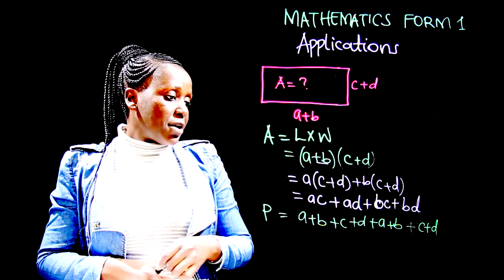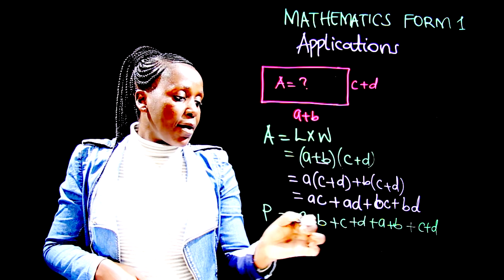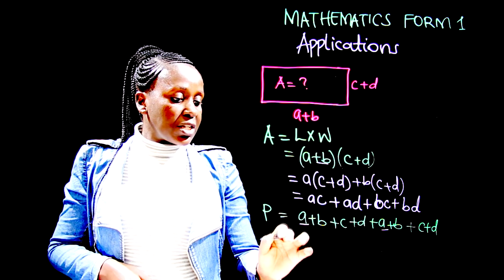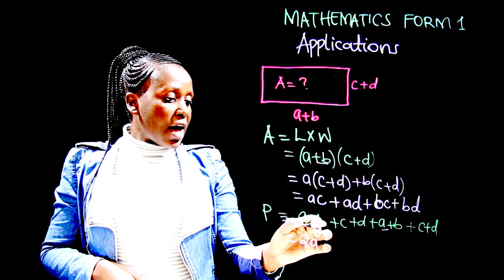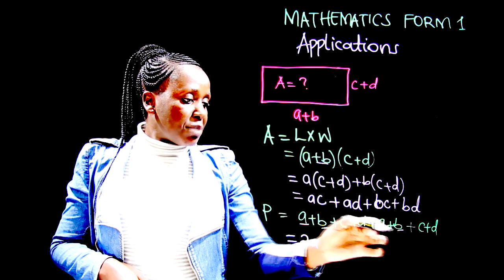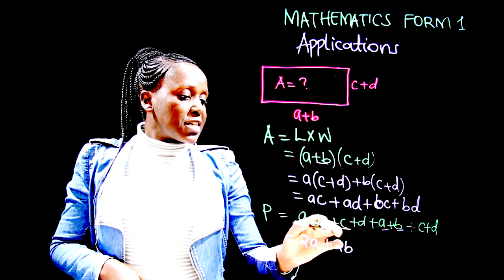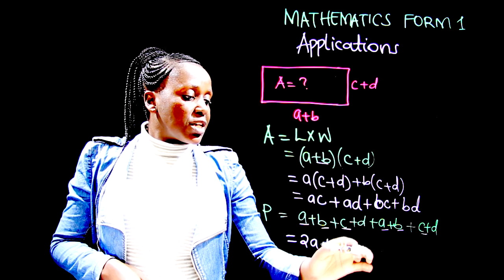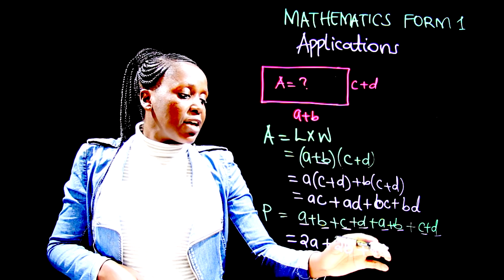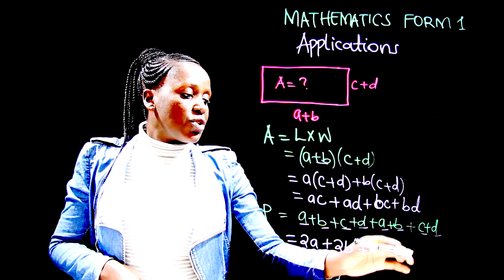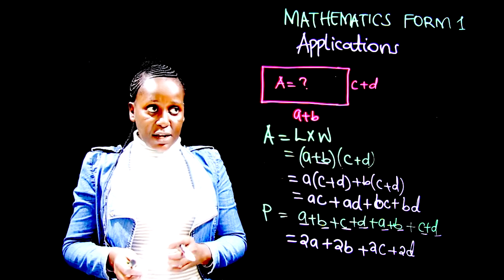So adding this, we are going to identify the like terms. So we have A plus A, which is equal to 2A. Then B, we have B plus B, which is equal to 2B. Then we have C plus C, which is equal to 2C. Then we have D plus D, which is equal to 2D. And this gives us the perimeter of this rectangle.